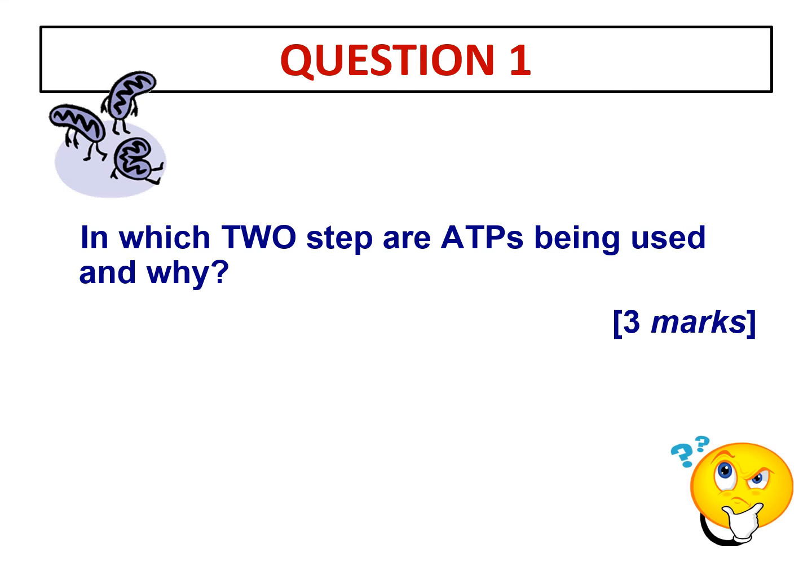Question 1. In which two steps are ATPs being used and why? Step 1 and step 3. Why? To increase the energy, the reactivity of the glucose. So glucose becomes chemically reactive, or the substrate becomes chemically reactive.